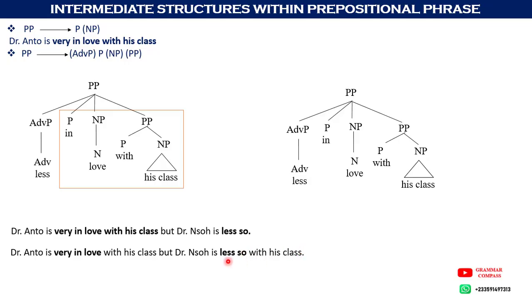So here we target a minor intermediate category, in love, which means this also forms a bar level. But do we have that intermediate category shown on our prepositional phrase here? No. So this means that the phrase structure does not also account for intermediate structures within the prepositional phrase. Therefore, we need to revise our rules.